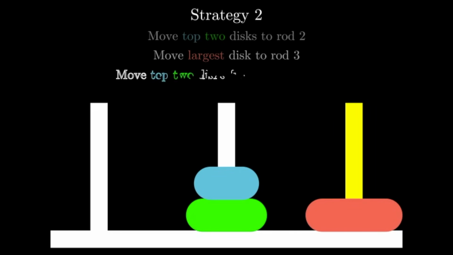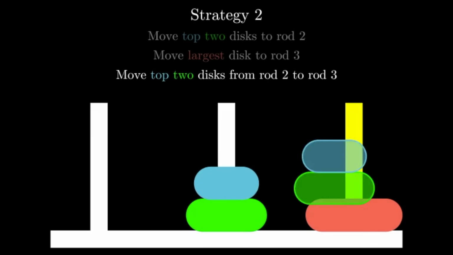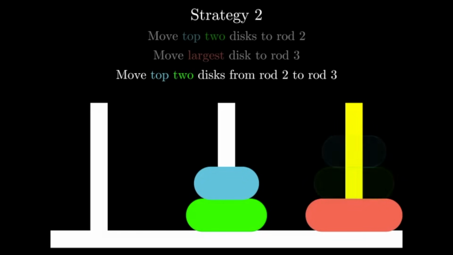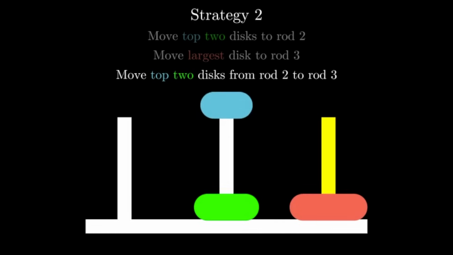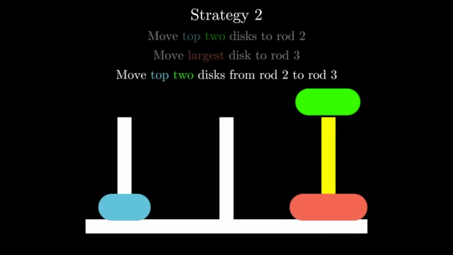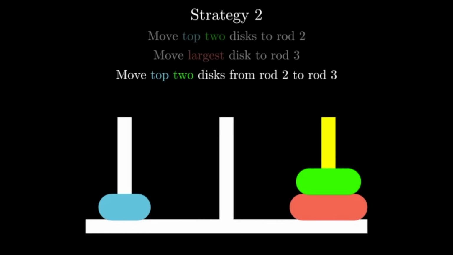We need to move the top 2 disks from the second rod to the 3rd rod now, and to achieve this, we move the smallest disk from the second rod to the first rod to get it out of the way. We then move the middle disk from the second rod to the 3rd rod, followed by the final step of moving the smallest disk to the destination rod. And there you go, we've just solved Towers of Hanoi for 3 disks.